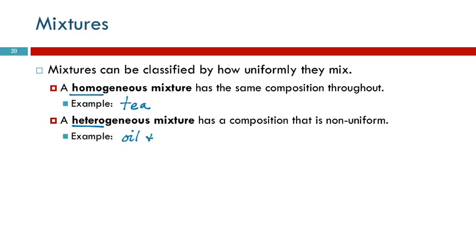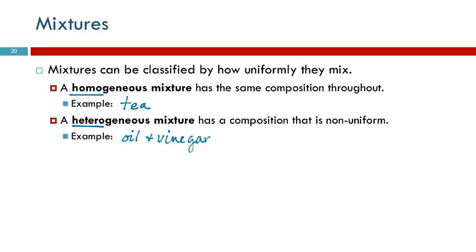Like an oil and vinegar salad dressing. Vinegar is water-based, and the oil is like olive oil or something. So you've got the oil and vinegar salad dressing, or an Italian dressing with seasoning in there as well. You shake it all up, and it kind of mixes together, and then you set the bottle down, and what happens? It separates. The oil comes to the top, and the vinegar part goes to the bottom. As two different parts, it's not the same throughout. So that's heterogeneous.